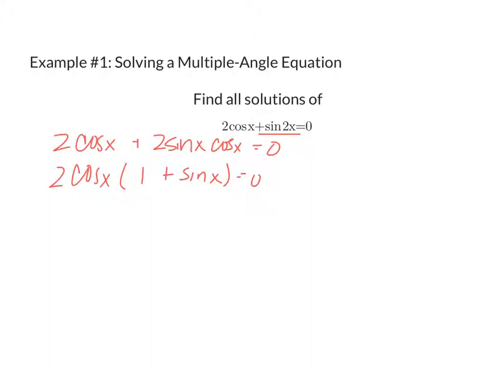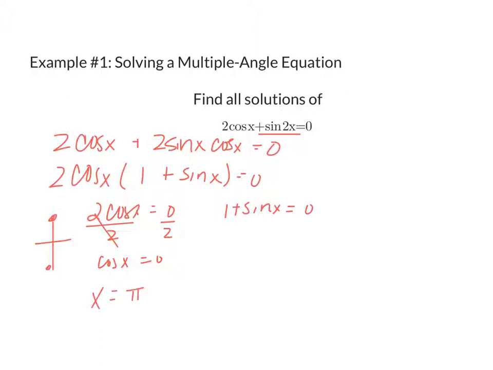Since this is as far as we can go factoring, we are going to set both of these equal to 0. So I have 2 cosine x equal to 0, and then I have 1 plus sine x equal to 0. Solving for x, I would divide both sides by 2 and get cosine x equal to 0. So we have to ask ourselves, where would cosine be 0? Well, cosine is an x value, and cosine is 0 at pi over 2 and at 3 pi over 2. So x is pi over 2 and 3 pi over 2.